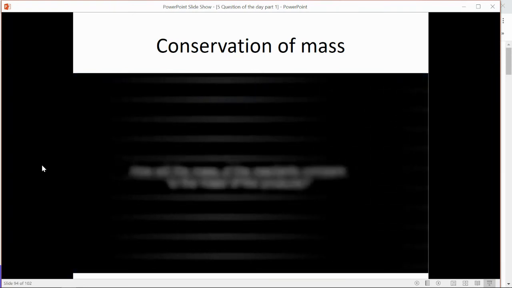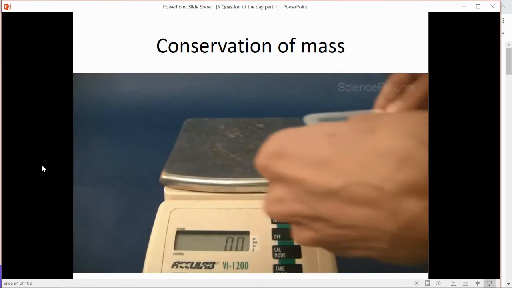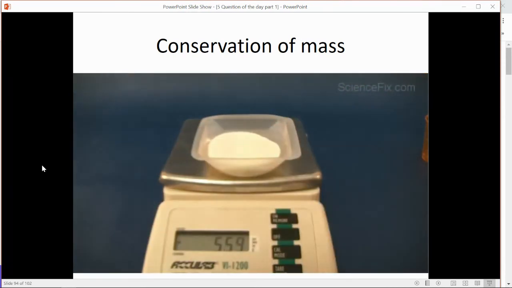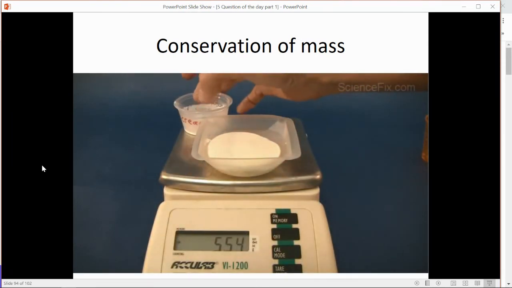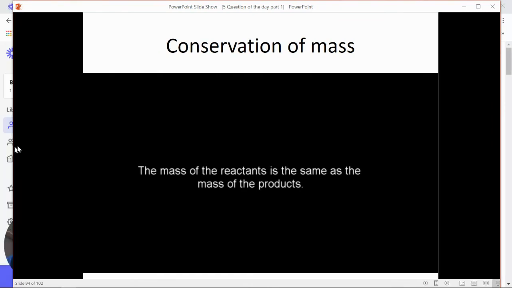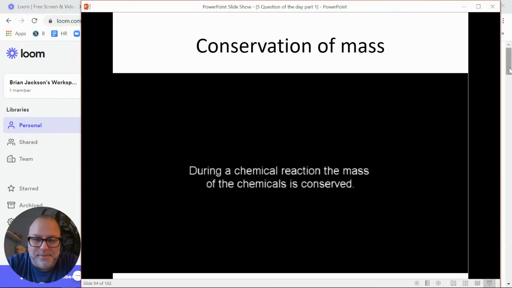This now leads to our question. What will the mass of the reactants compare to the mass of the products? Let's put the products onto the balance, and our empty dishes that contained the reactants before. Now the reactants mass was 61.4, and let's see what the mass of the products is. Looks like it's 61.5, and now it's 61.4. So it looks like they're the same. So this demonstration shows that the mass of the reactants equals the mass of the products, and that no matter is lost during a chemical reaction.